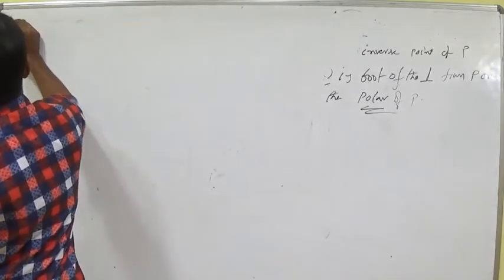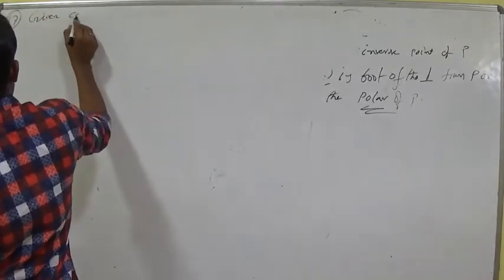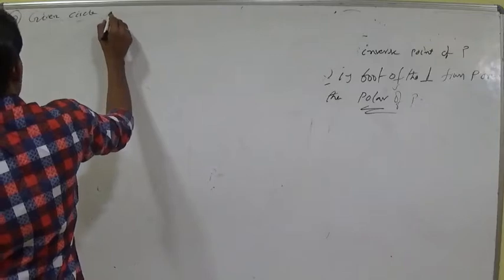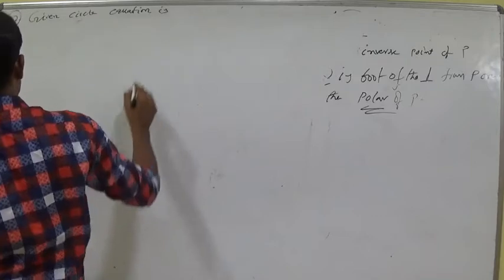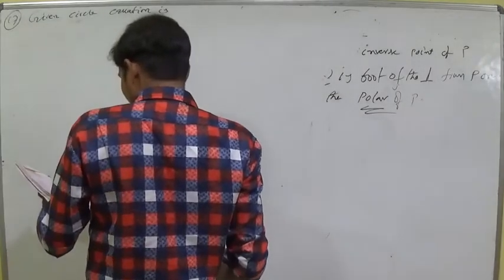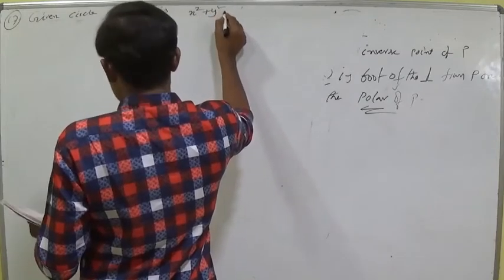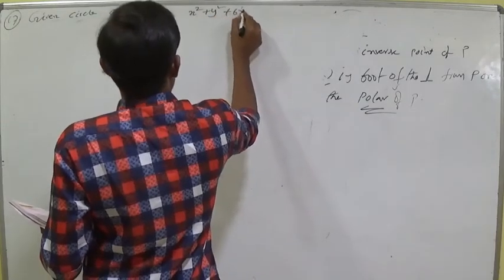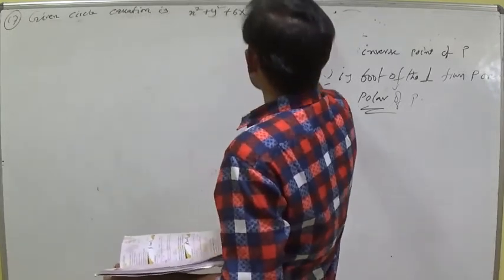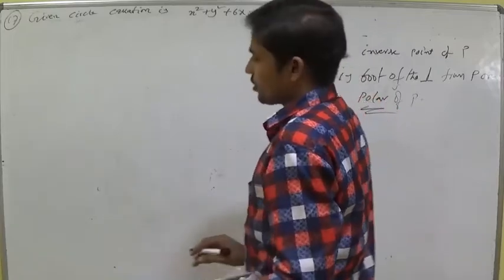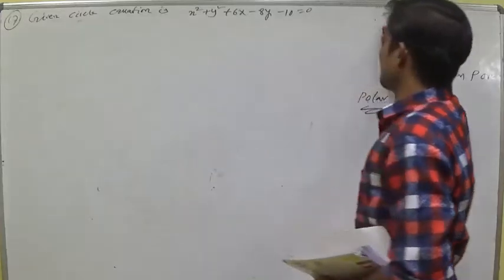Now the 17th one. The given circle equation is x square plus y square plus 6x minus 8y minus 10 equal to 0. Length of the tangent.